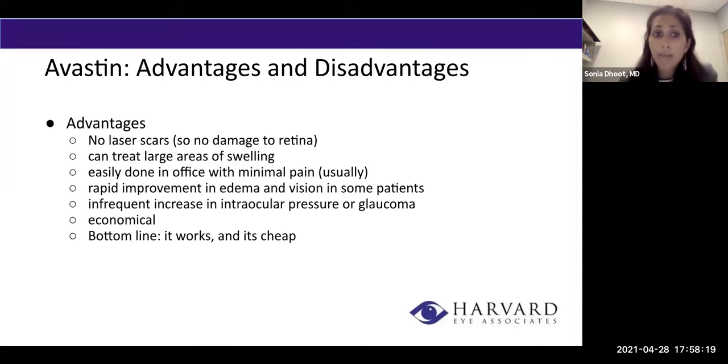Usually we numb up the eye pretty well. And for the most part, it works. It provides pretty rapid improvement in edema and vision. It's very rare that it can cause an increase in intraocular pressure or glaucoma. Bottom line, it works and it's cheap.